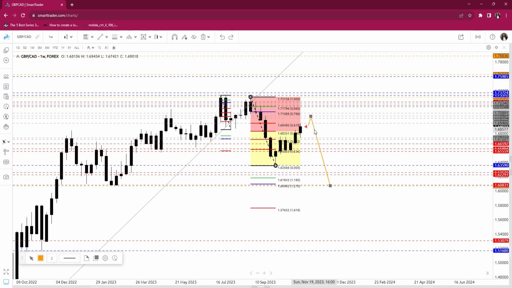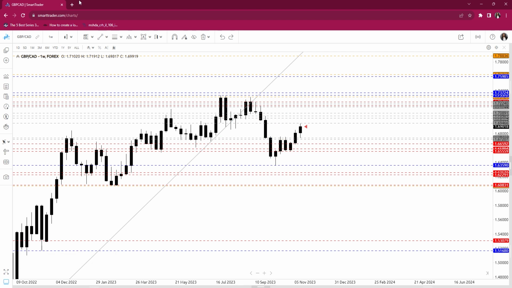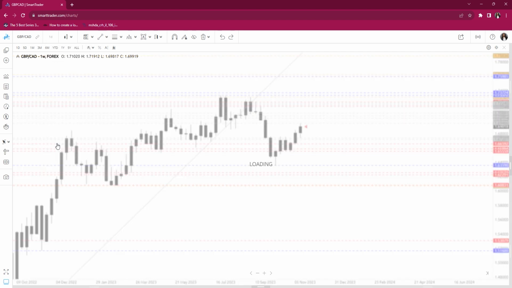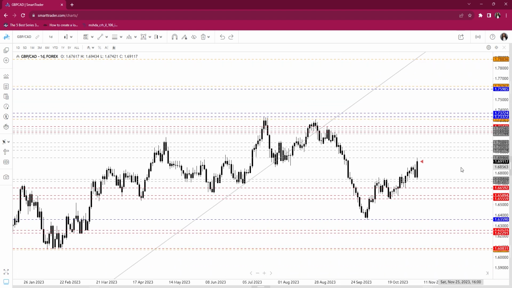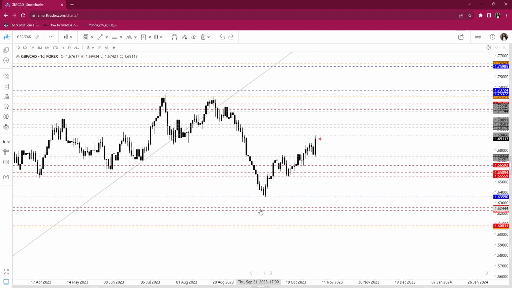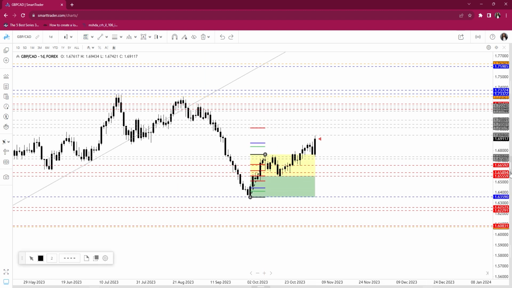Okay. So I am going to go down to the daily, and I'm going to see what we got going on. Now, what I'm interested in on the daily, I already know what I'm looking for to the downside, right? But I want to see where we are in the sequence to the upside. So this was the move.